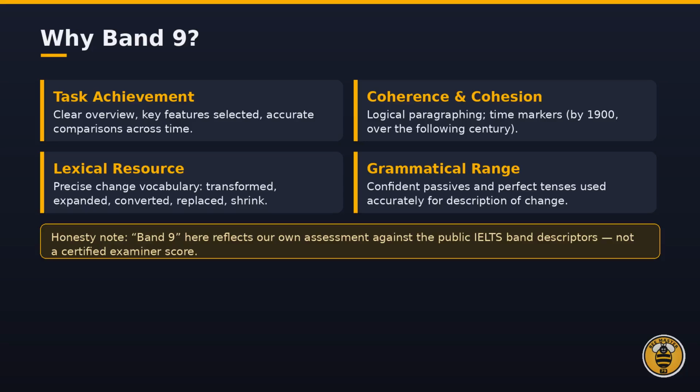Why is this a band 9? Strong task achievement, clear coherence and cohesion, precise lexical resource, and an accurate grammatical range. One honesty note: band 9 here reflects our own assessment against the public IELTS descriptors, not a certified examiner score.